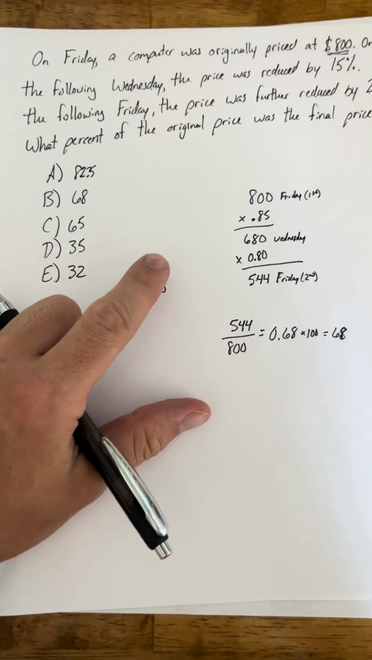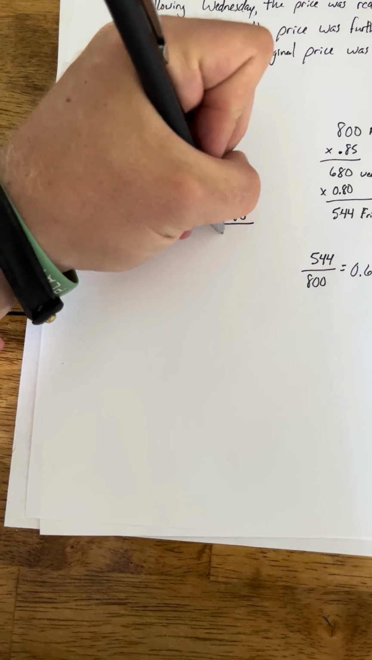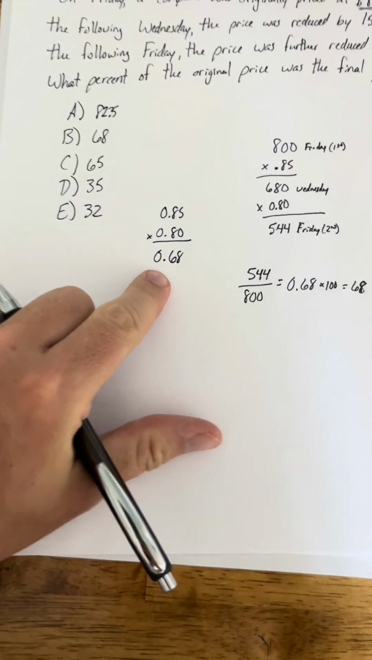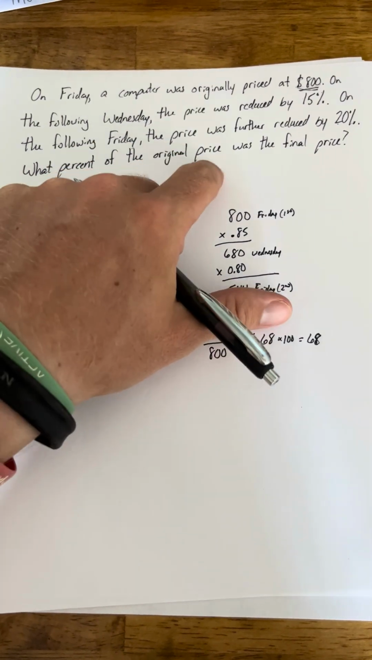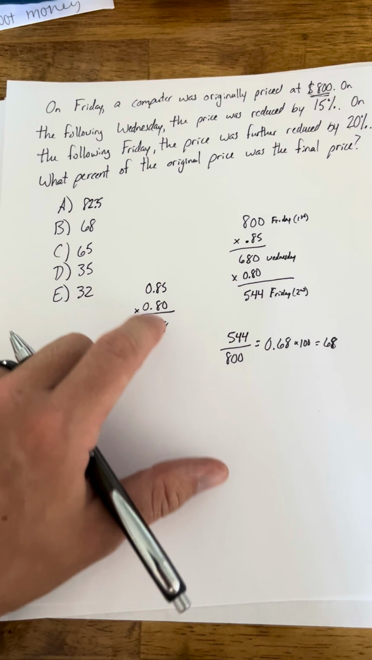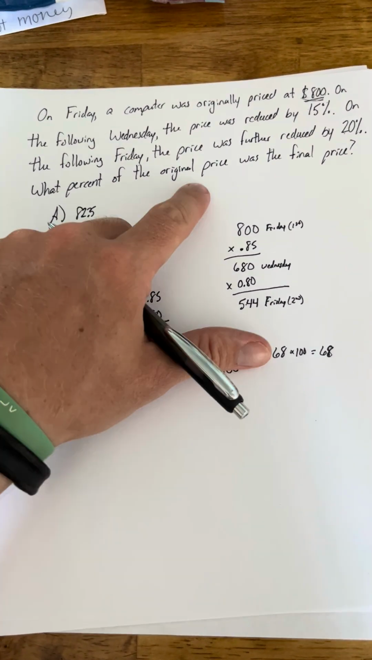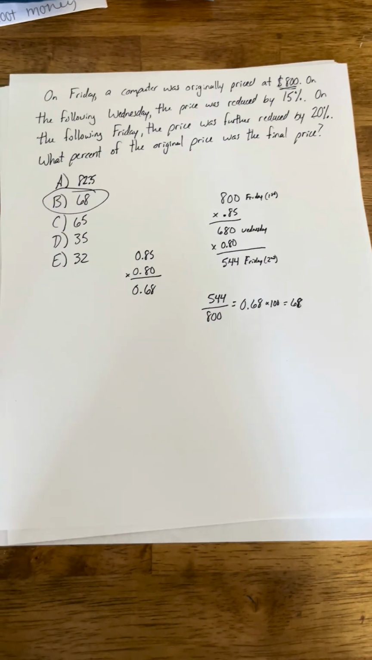These two, that's another way to solve this, is if you take both of these and multiply them together, you'll actually also get 0.68, which means that the percent of the original price to the final price is your final price was 68% of the original price. So either way you get it, your answer here will be B.